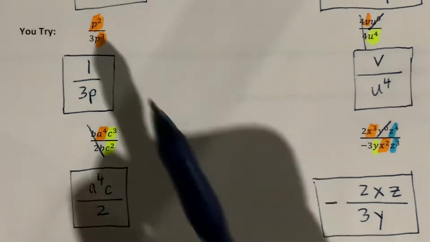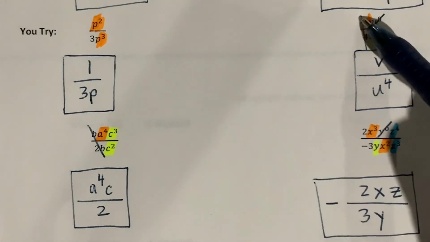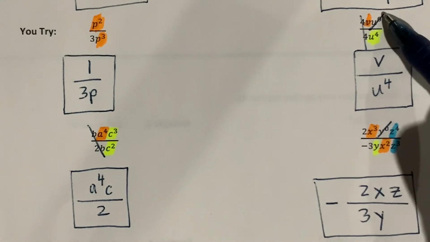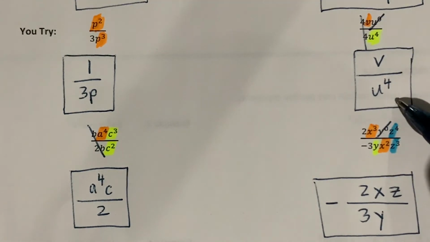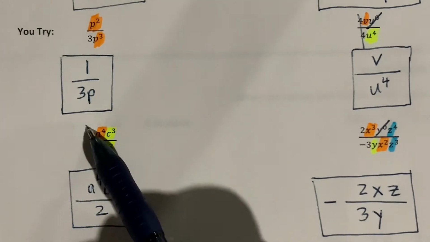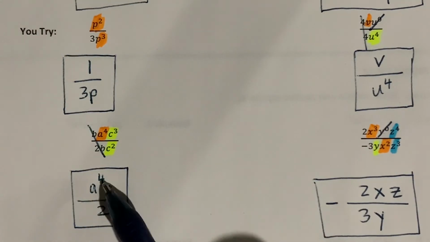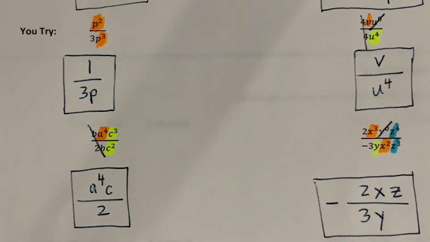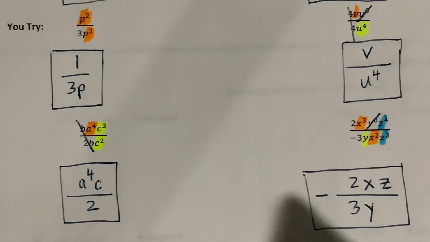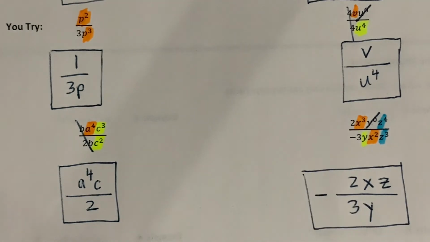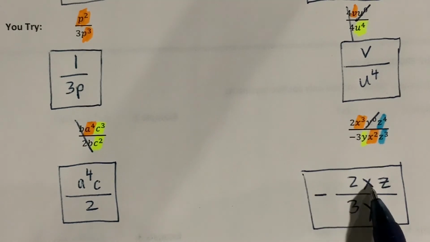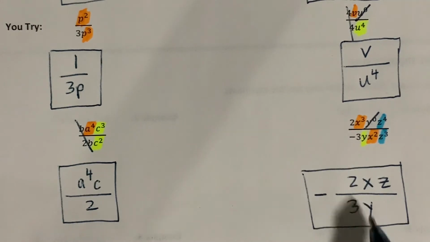On the first U-try, I ended up with 1 over 3p. On the second U-try, notice 4 over 4 dropped out, and also I had a 0 power here. So I have v over u to the 4th. My third U-try, b over b canceled out. I ended up with a to the 4th times c divided by 2. And then on my very last U-try, I pulled the negative sign out front, but again, you could have kept this negative sign in the bottom with the 3. That would be totally fine. Negative 2/3 in the top. I've got 2xz, and in the bottom, I had 3y. Notice here we had another 0 power.